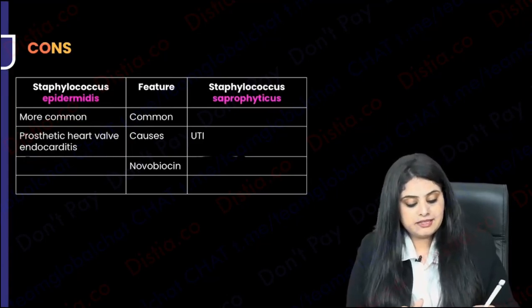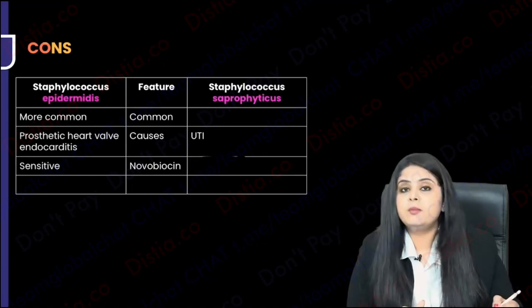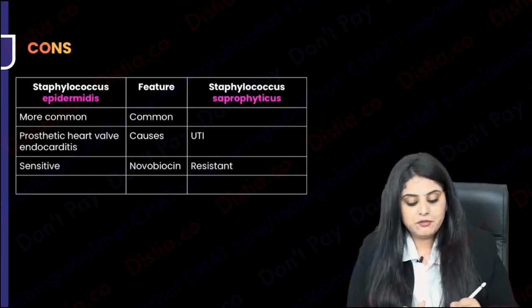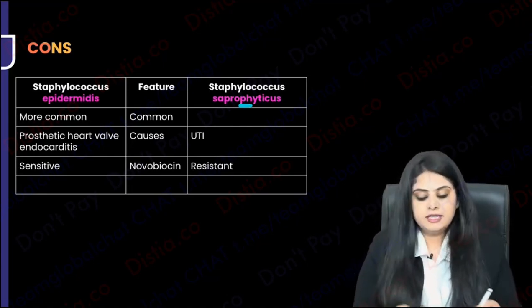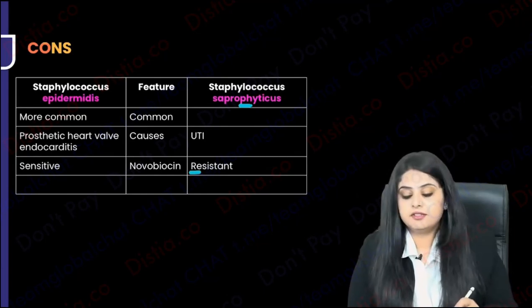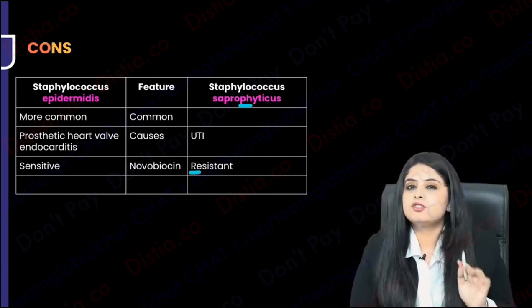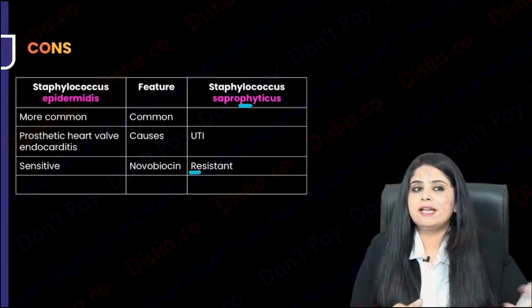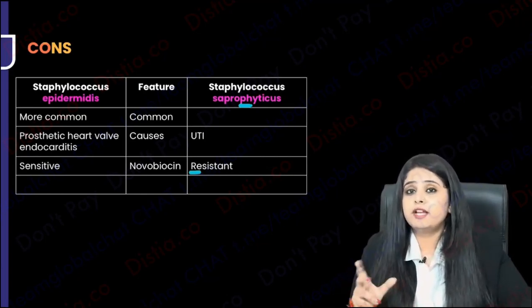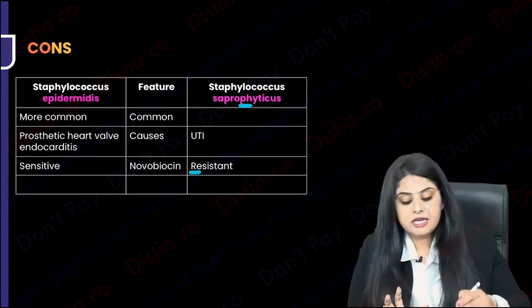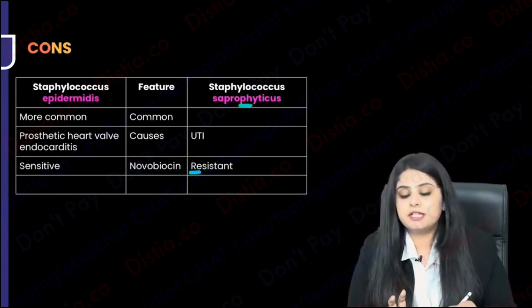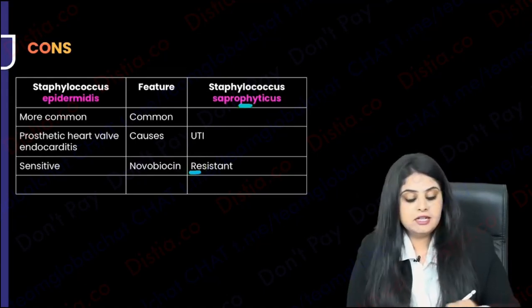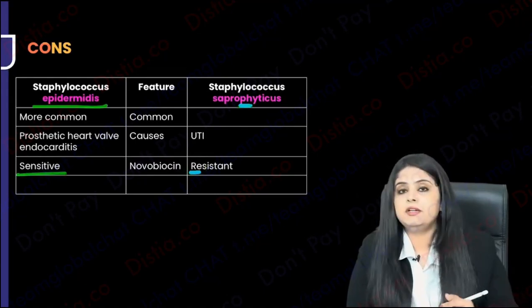Now remember that epidermidis is novobiocin sensitive, and saprophyticus, again I've always told you, the one that has the F sound in it becomes tough. So that is going to be tough, resistant. Remember when I told you about bacitracin in the beginning, between micrococcus and staphylococcus, I told you staphylococcus is tough. So bacitracin resistant, and micrococcus was sensitive. Here novobiocin is resistant in saprophyticus because that has F in it, tough. So novobiocin is sensitive in epidermidis.